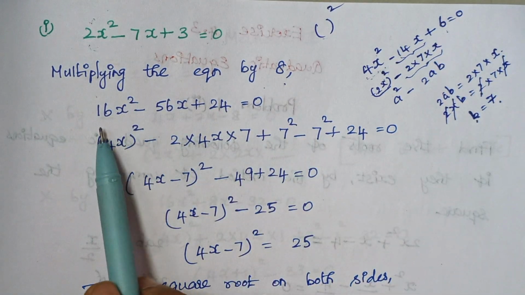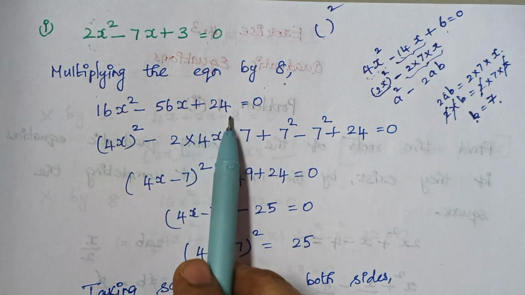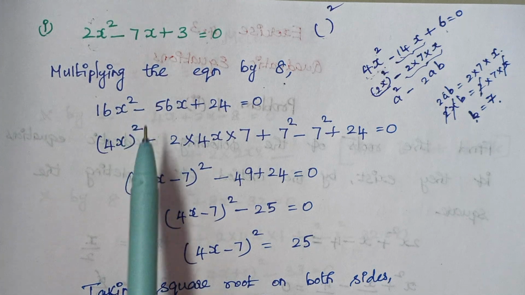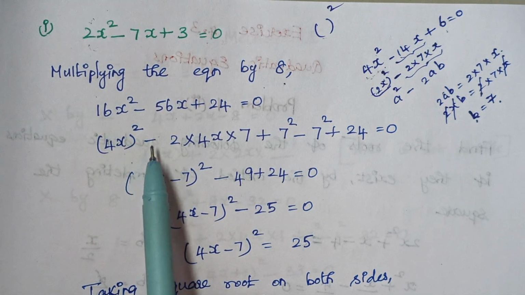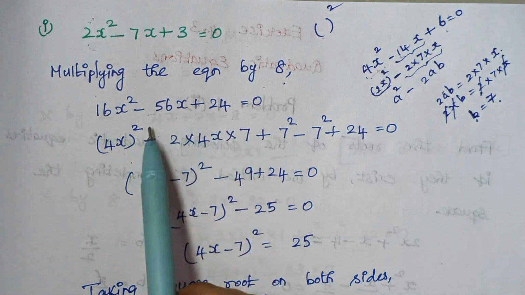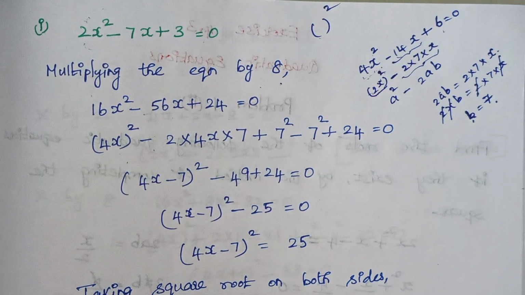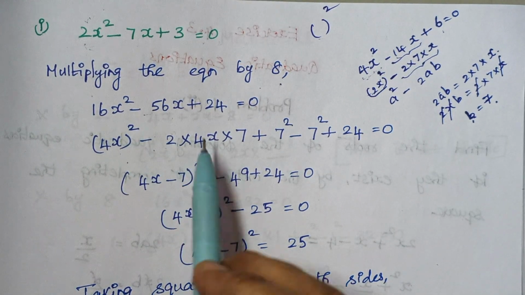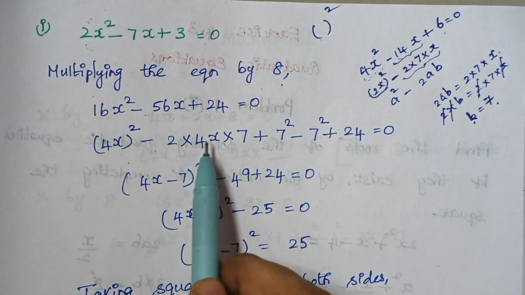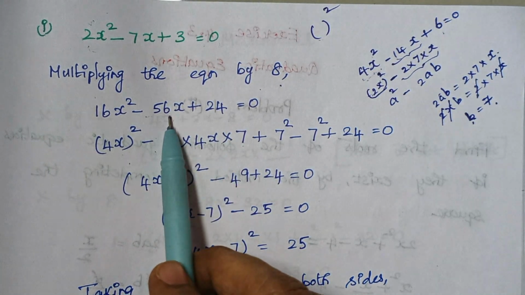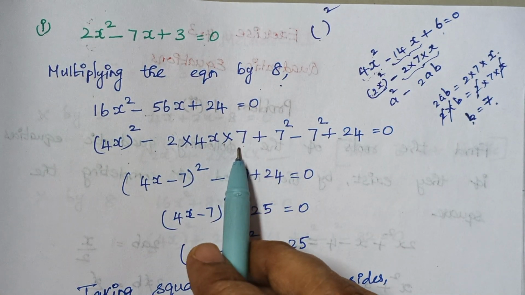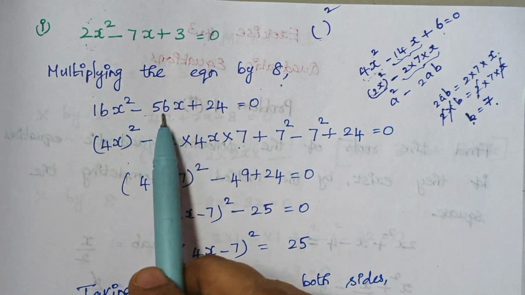So, here the equation is 16x square minus 56x plus 24 equal to 0. So, again the 16x square can be written as 4x the whole square, right, minus, and in the place of 2ab, I am having this 56x. So, this is 2, and what is a? A is nothing but 4x. So, 4 2s are 8. So, whenever this 8 is multiplied by 7, I will be having this 56. Therefore, 2 into 4x into 7. This gives you the answer 56x.